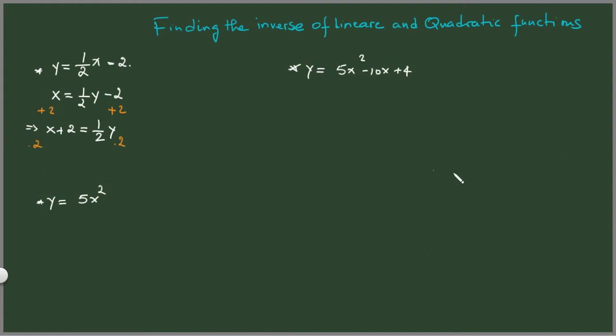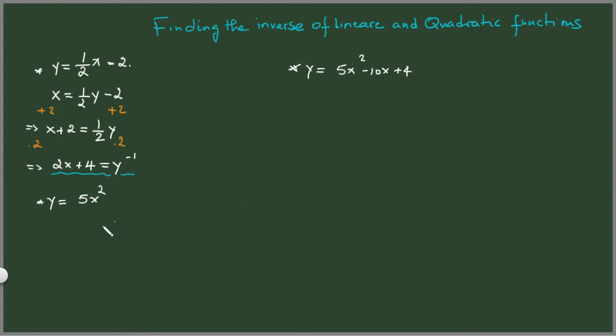Then we have 2x plus 4 equals y. And this is actually our inverse function. You can even call it f minus 1 of x. In the second example, we're going to do the same thing by switching y and x.